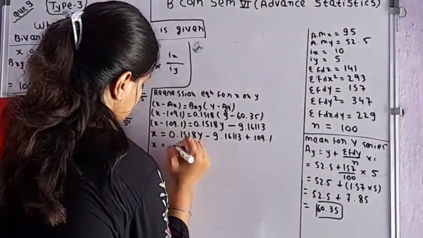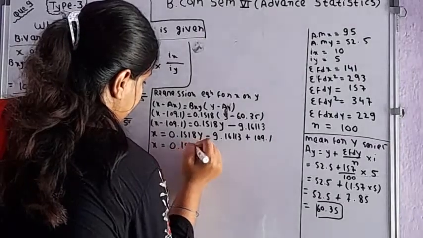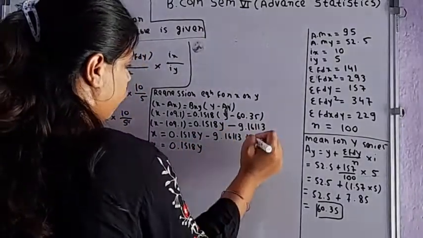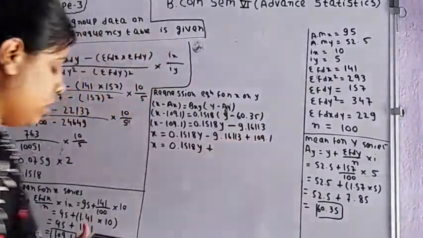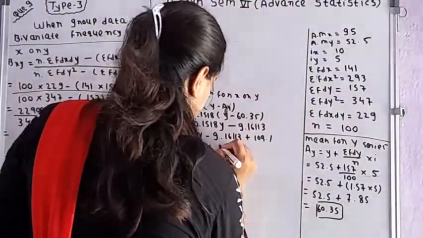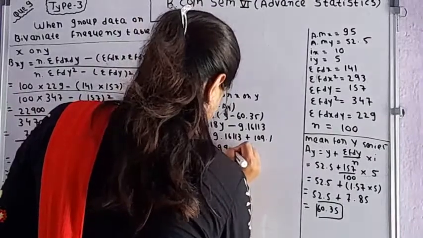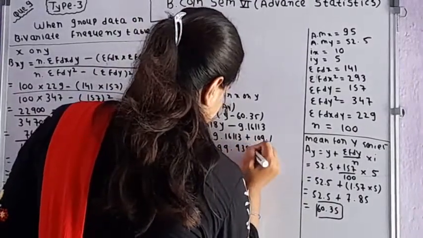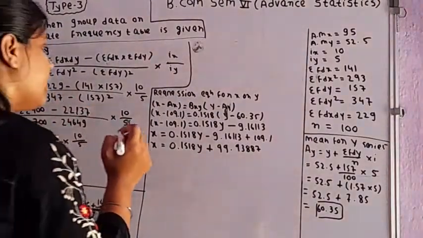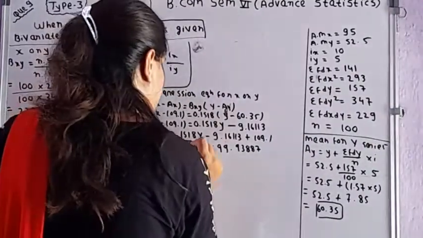So x is equal to 0.1518y, and minus 9.16113 plus 109.1, the sign of the bigger number, that is plus. So it will become x is equal to 0.1518y plus 99.93887. So this way we have computed the regression equation for x on y.